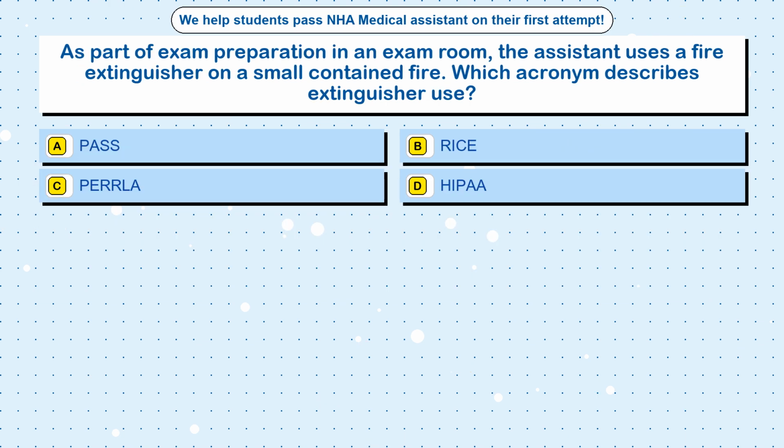Question 44. As part of exam preparation in an exam room, the assistant uses a fire extinguisher on a small contained fire. Which acronym describes extinguisher use? Option A, PASS. Option B, RICE. Option C, PERLA. Option D, HIPAA.